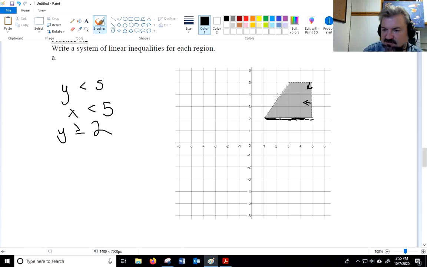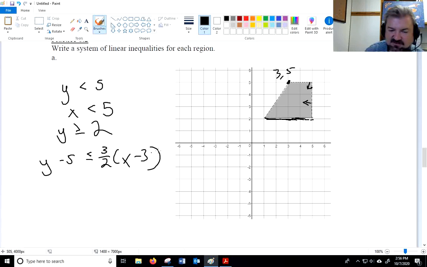And we only have one real linear equation that's of any kind of consequence to deal with. I'm going to use this point here. That is (3, 5). So y minus 5, and I'm shading below it, so less than or equal to. The slope is up 1, 2, 3 over 2. 3 over 2 times x minus 3. And that's all there is to it.